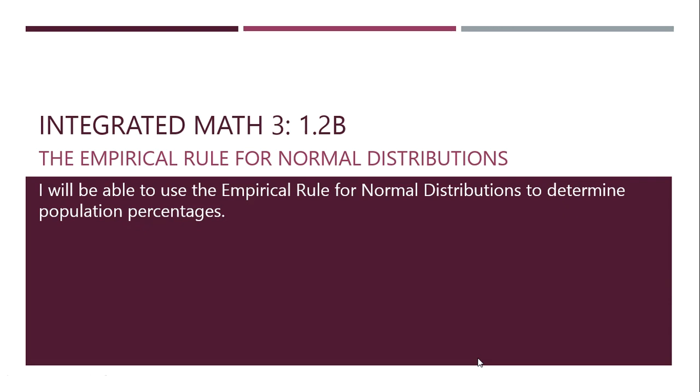We're going to be talking about the empirical rule for normal distributions. So we're going to take all that shading that we were doing on our last lesson, and we're going to push it a little further and see if we can determine percentages on our normal distribution curves.